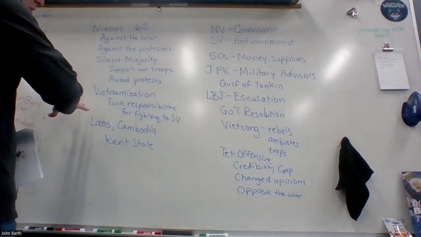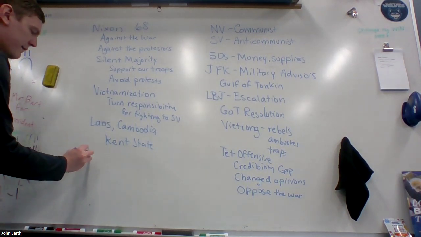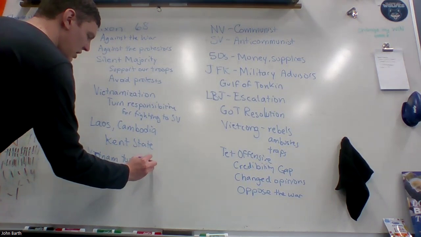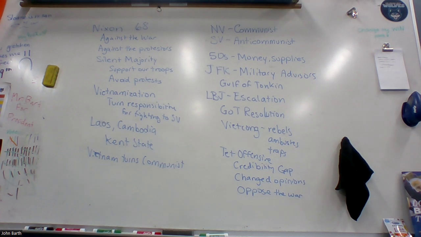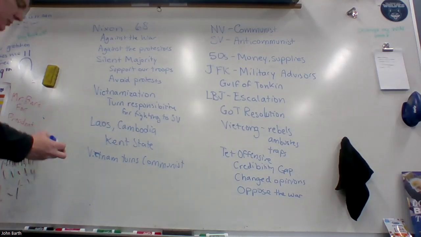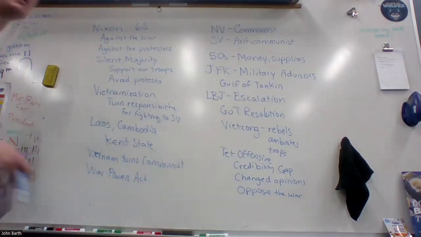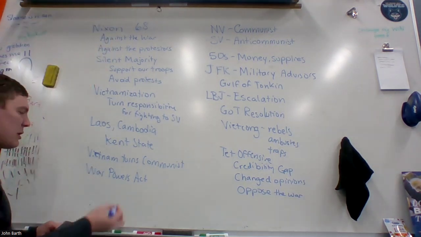And so we're going to continue to turn over responsibility. Numbers of American soldiers will continue to decrease in the 1970s, and eventually America will leave and Vietnam will turn completely communist. One effect after the war, we see Congress passes the War Powers Act, which gives Congress the power for war back, limiting the powers of the president.